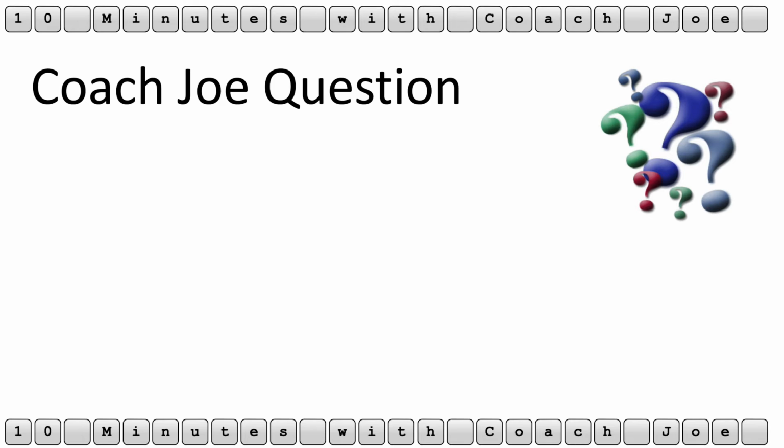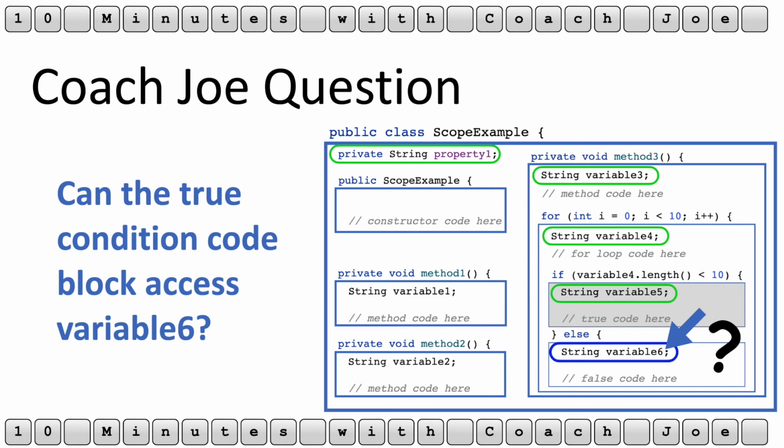Time for a Coach Joe challenge question. Can the true condition code block access variable 6?